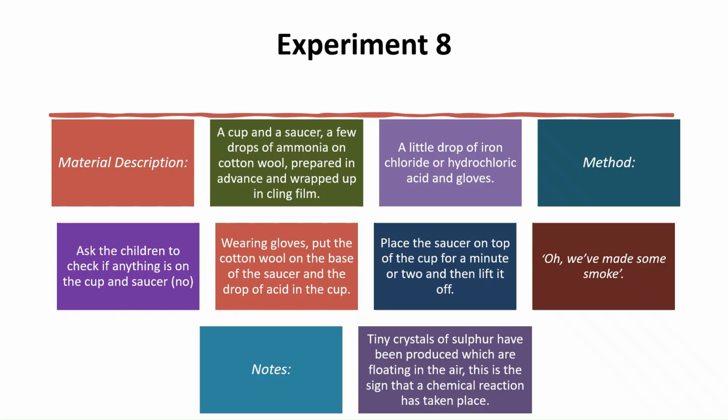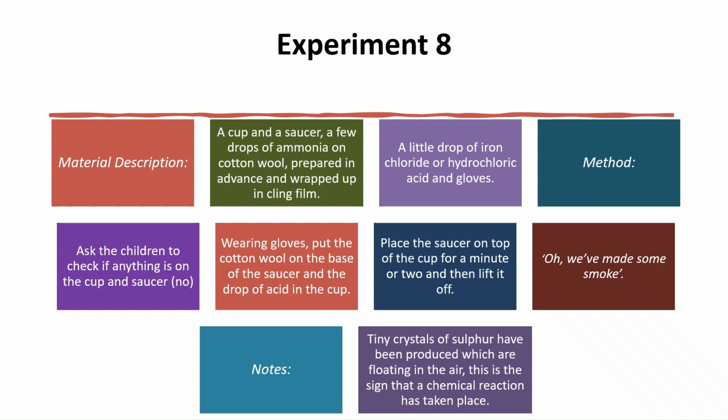Experiment 8. Material description: a cup and a saucer, a few drops of ammonia on cotton wool, prepared in advance and wrapped up in cling film, a little drop of iron chloride or hydrochloric acid, and gloves.